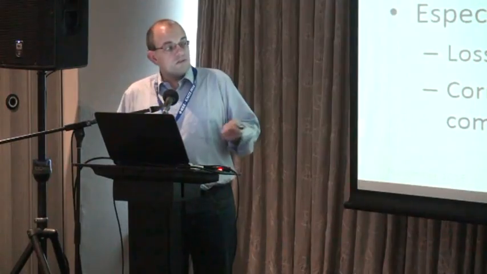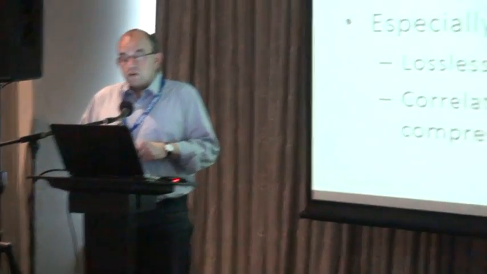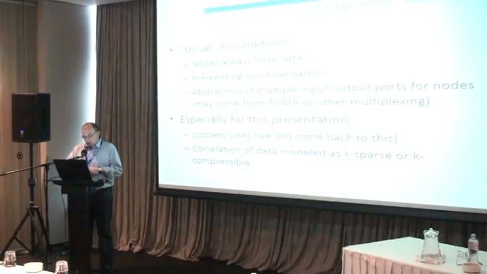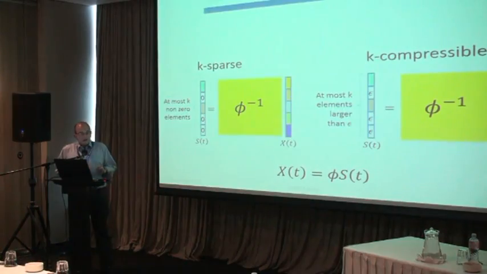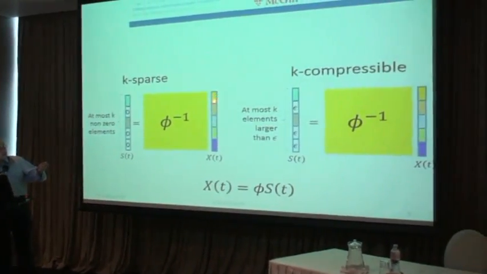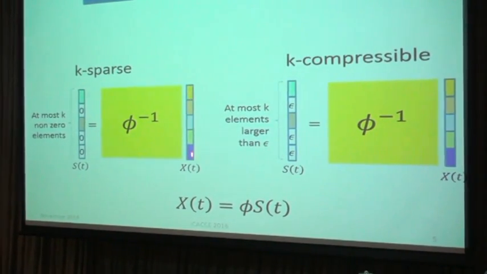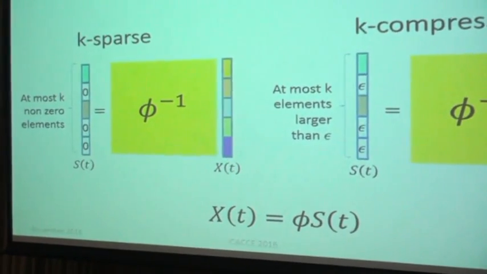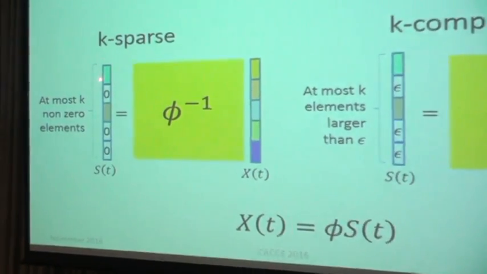The correlation of data: I mentioned the data that is measured is correlated across space. The way we model that is one specific model, which is the K-sparse or K-compressible model. And let me give you a sense of what I mean by that. If you remember, all my data that is measured at any given point in time by my sensor network, if I stack all this data in a vector that I call X, this set of data is called K-sparse if I can find some sort of matrix that I call phi inverse here, such that the resulting vector, which I call S of t, has a lot of 0 components. And it's called K-sparse if there are at most K non-zero components.